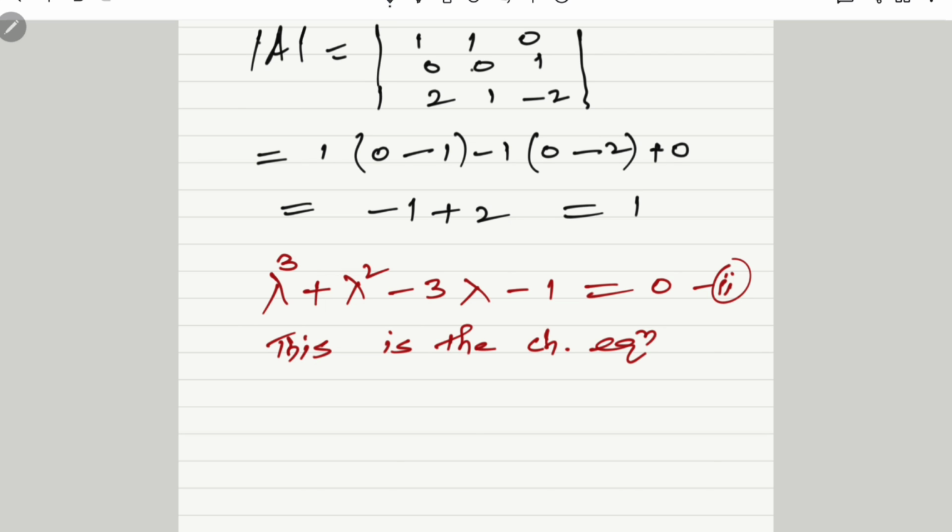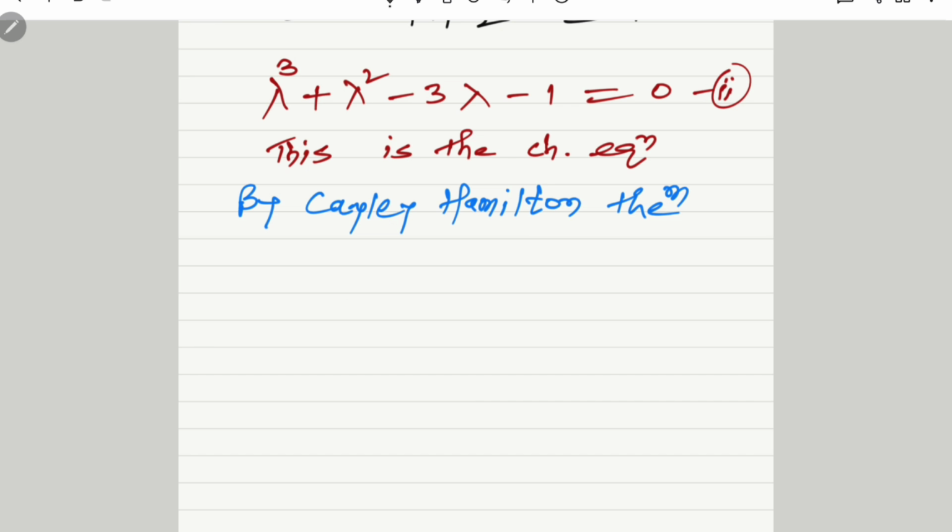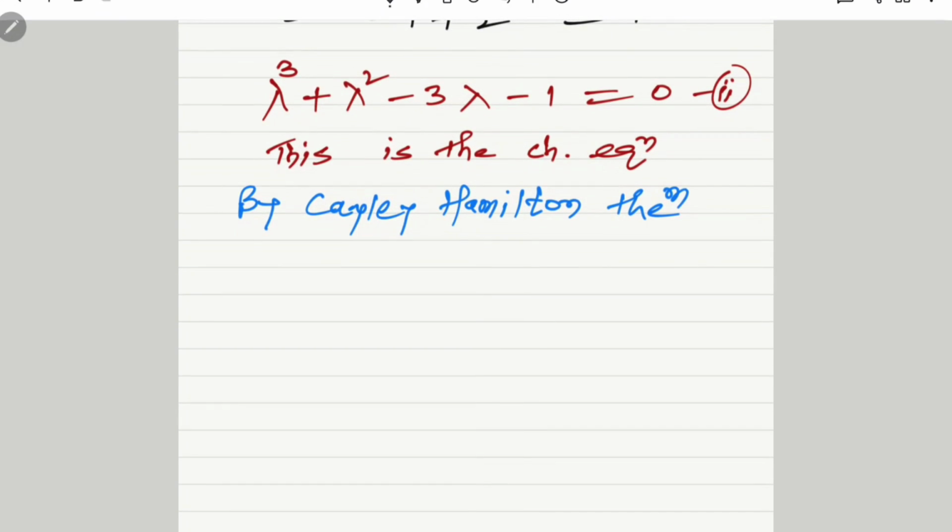Then we have to apply Cayley Hamilton theorem. Characteristic equation is satisfied by that matrix A. Replacing lambda by A, we get A cube plus A square minus 3A and minus 1. We convert it in terms of matrix form by multiplying it by identity matrix, and therefore we get 1 into I as I, means minus I, equal to 0. We call this equation 3.